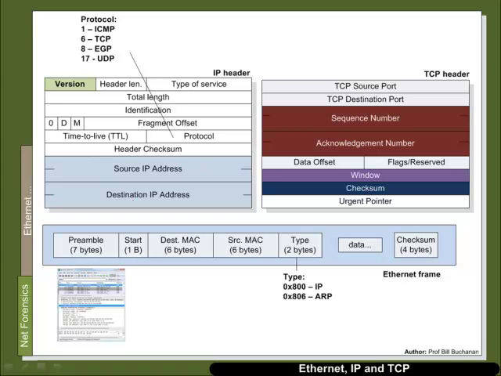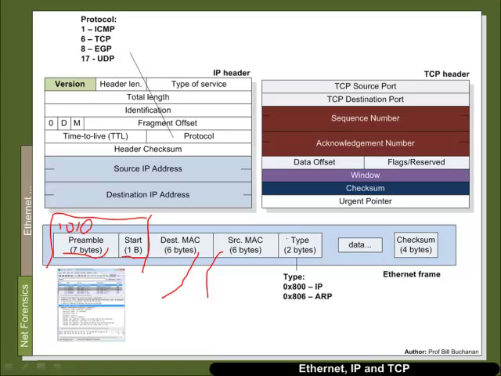So let's have a look at the main elements of Ethernet, IP and TCP. With Ethernet, we have what's called the preamble, and basically that's just a series of ones and zeros. So we have 8 bytes of this, followed by another byte which defines the start of the Ethernet frame.